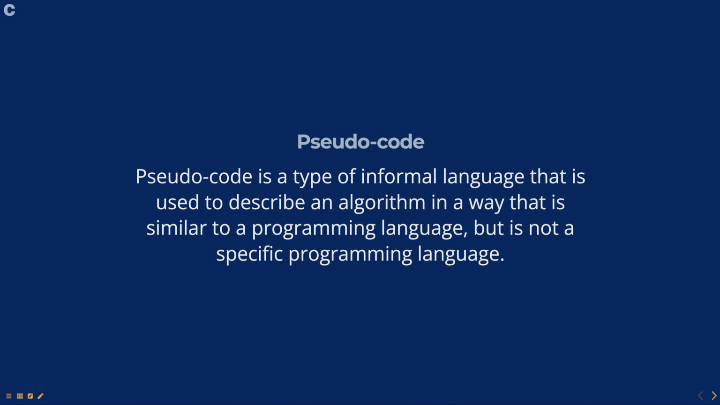Pseudocode is a type of informal language that is used to describe an algorithm in a way that is similar to a programming language, but is not a specific programming language. It is used to explain an algorithm in a way that is easy to understand for both humans and computers.